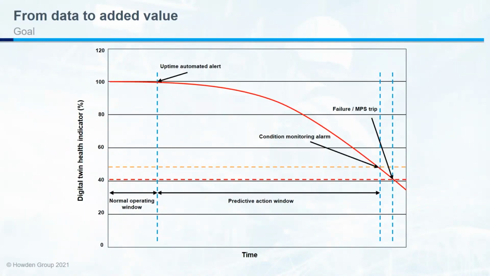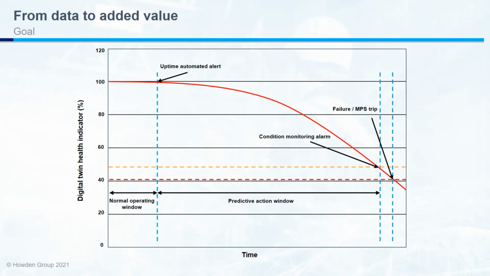So if you look at the screen, on the left we have the digital twin health indicator. In the beginning, it will be 100%, so that's your normal operating window. And there's always a point that your machine will slightly go down in the health score. The aim of uptime is to detect as soon as possible that the normal operating window is changing, and that we can take mitigating actions.